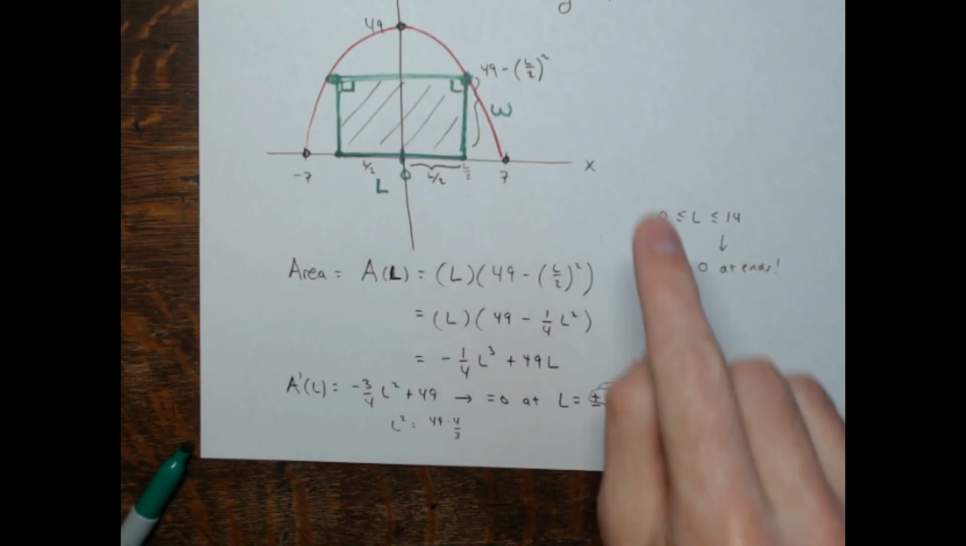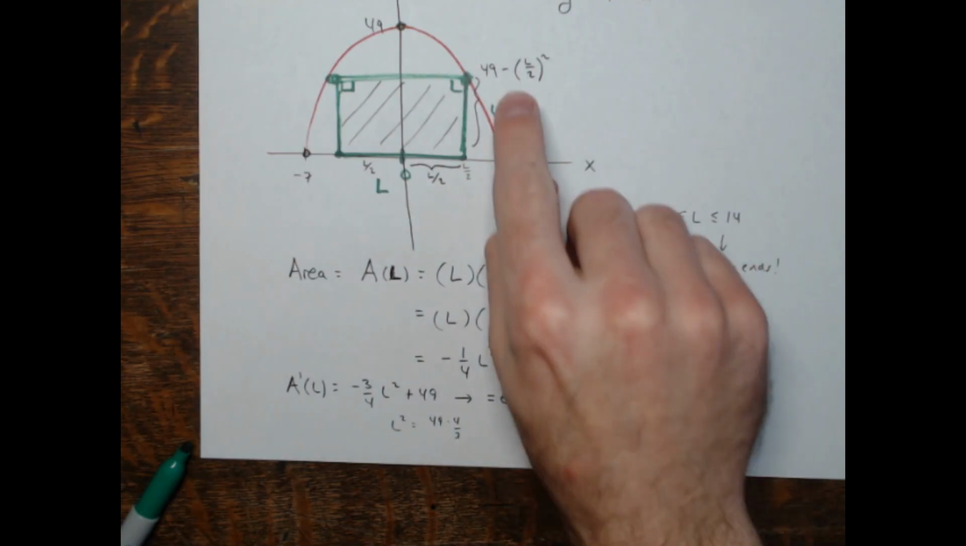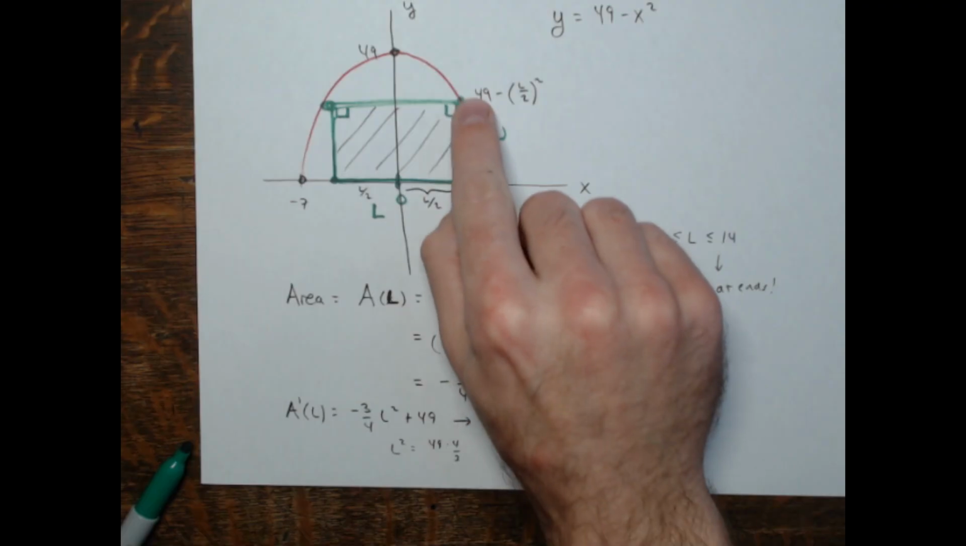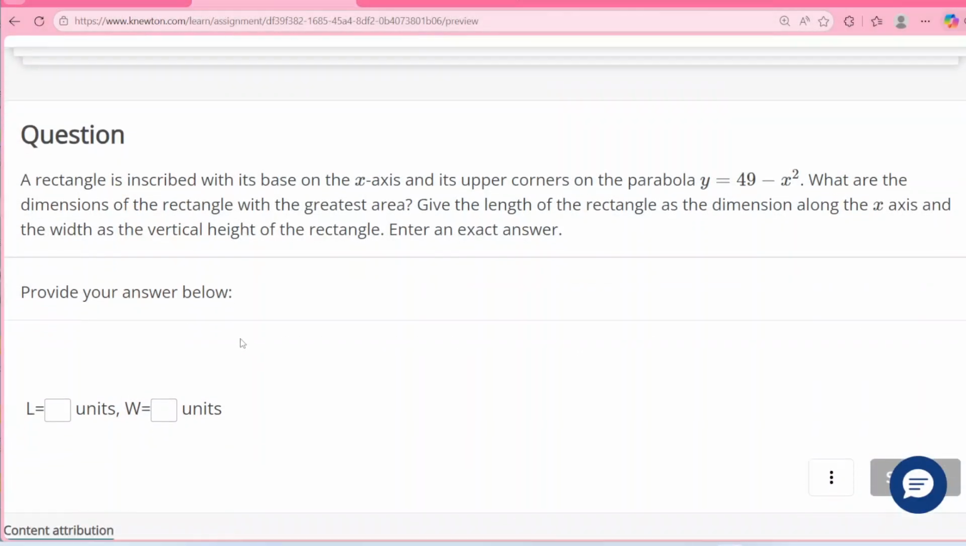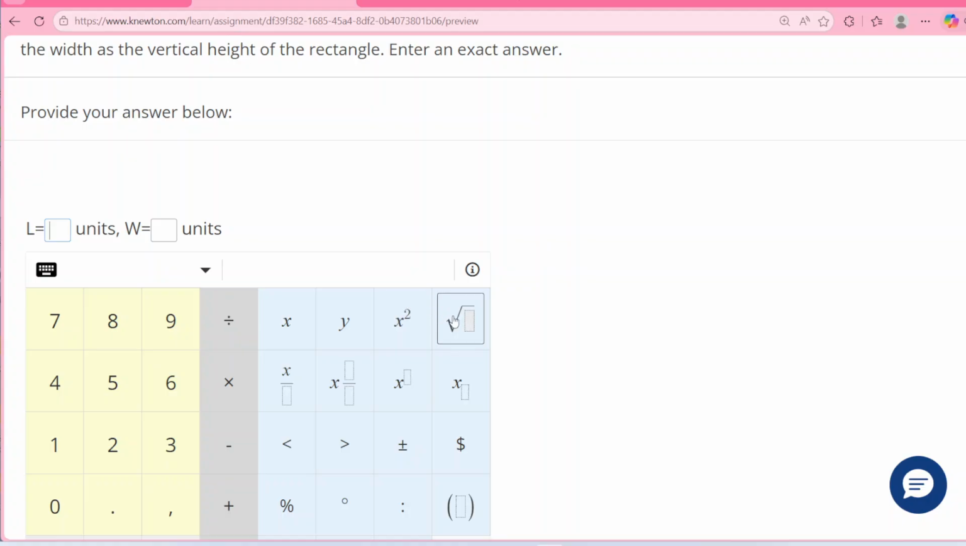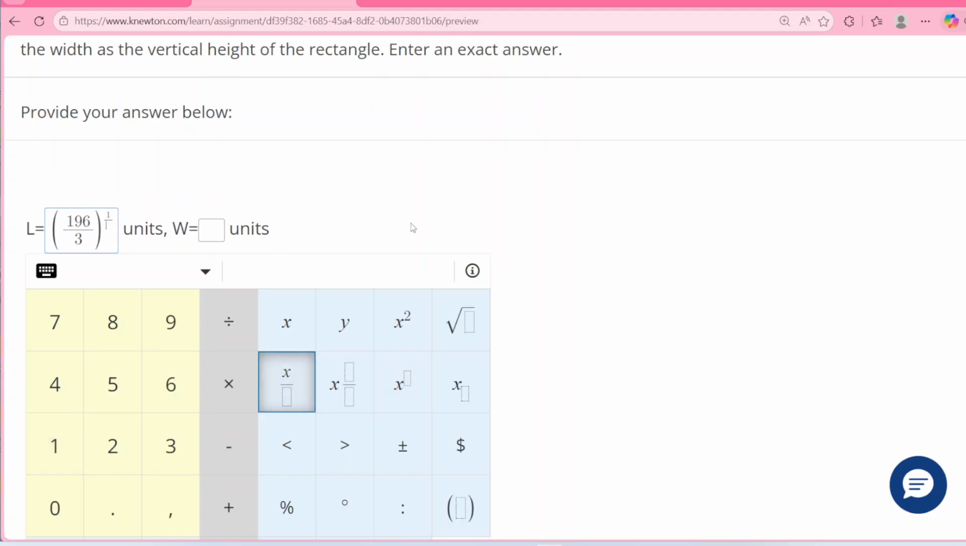And then the width, again, is half of this squared taken away from 49. That's what the width was. So I'm just going to enter those as is. Those will give me my largest area. So again, the length that would give me the largest area would be 196 divided by 3, and then the square root of that, so raised to the half power.